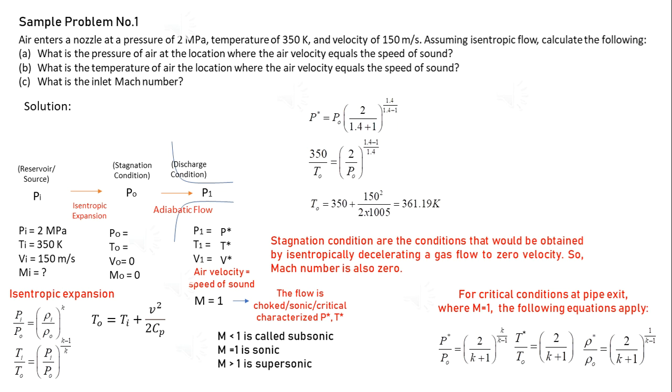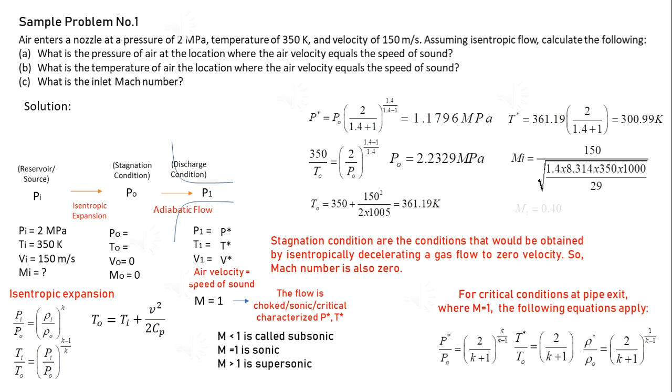1.1796 MPa. Now, for critical temperature, we have 300.99 Kelvin. And for Mach number at reservoir conditions we have 0.40.